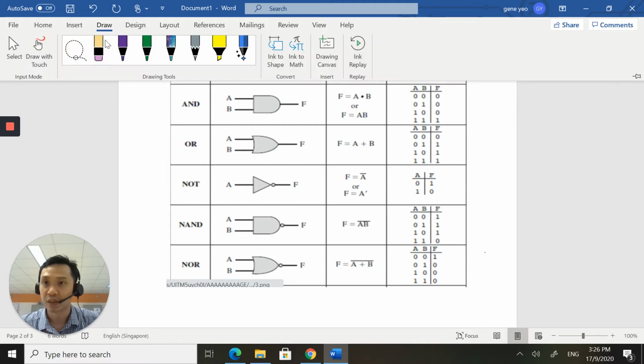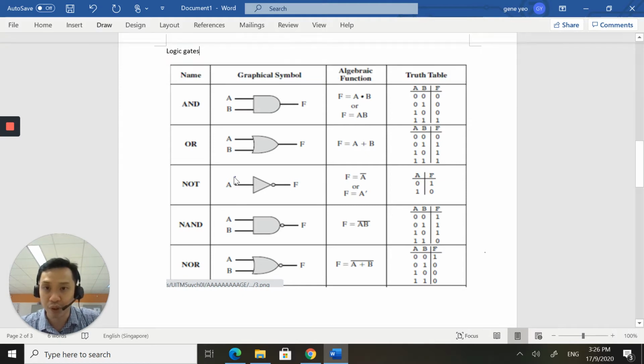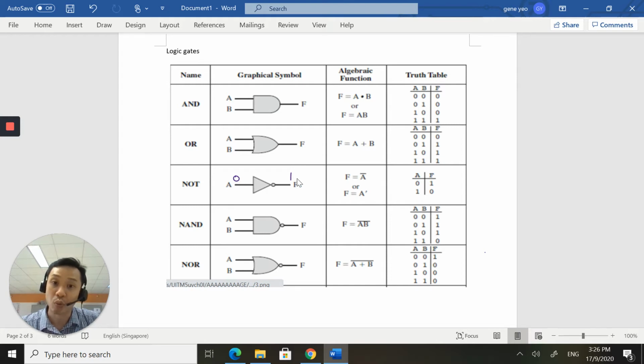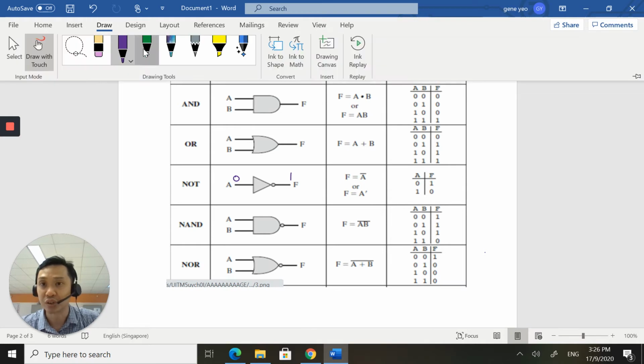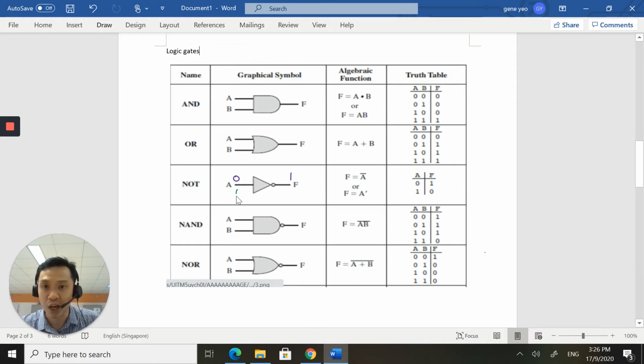So a NOT gate is one that gives you the output that is not the input. So for example, if I put in a 0, a NOT of a 0 is a 1. Okay, so it takes the 0, it changes it to a 1 for you. But if you put a 1, it will give you the opposite. It will give you a 0.